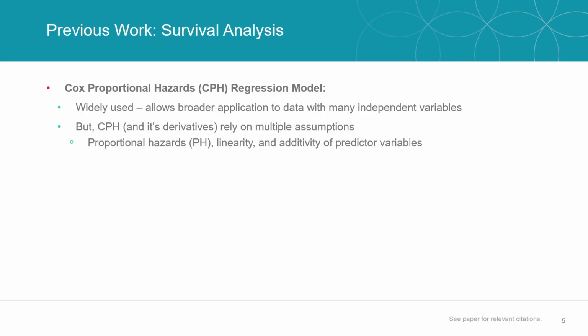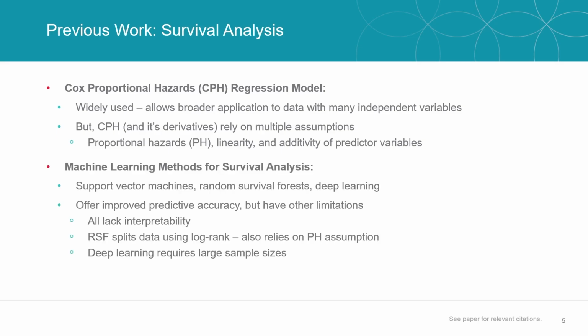With respect to previous work in survival analysis, the Cox Proportional Hazards Regression Model, or CPH, is a widely used approach, which has allowed broader application to data with many independent variables. But the CPH and its derivative methods rely on multiple assumptions, including the assumption of proportional hazards, linearity, and additivity of predictor variables. Some machine learning algorithms have also been adapted for survival analysis, including support vector machines, random survival forests, and deep learning. On the whole, these methods have suggested improved predictive accuracy, but have other limitations.